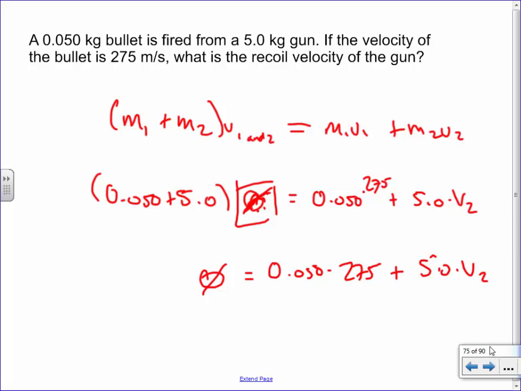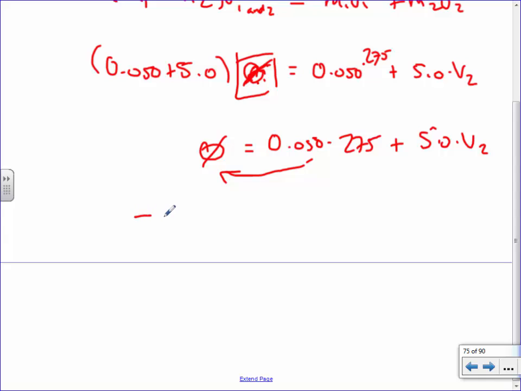So it makes me know how to rearrange. We've actually done one very similar to this before. You're going to have to divide by that 5, but not until you bring the 0.050 times 275 to the other side by subtracting. So it'll give you negative 0.050 times 275, because now it's on the other side as a negative. Then you'll have to divide by the 5.0.